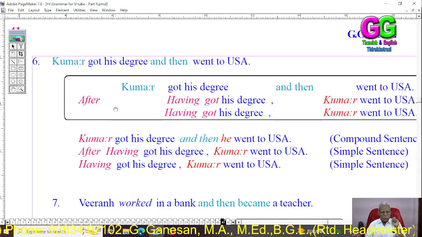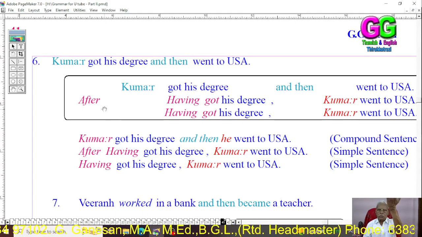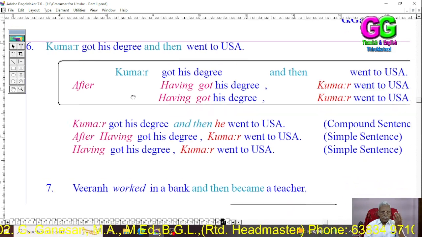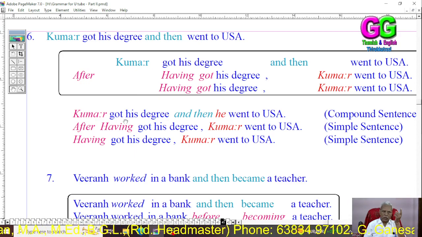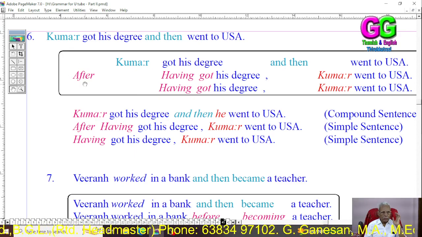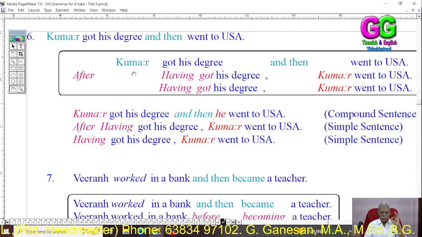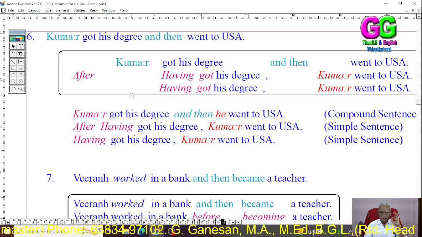Kumar got this degree and then went to USA. That is, first Kumar got this degree and then he went to USA. So it is a time clause. So here we have to use "after". When we reduce it into a phrase, we have to use "after". So "and then" is reduced into "after" phrase. Kumar is the same in both the clauses, so the subject is removed.